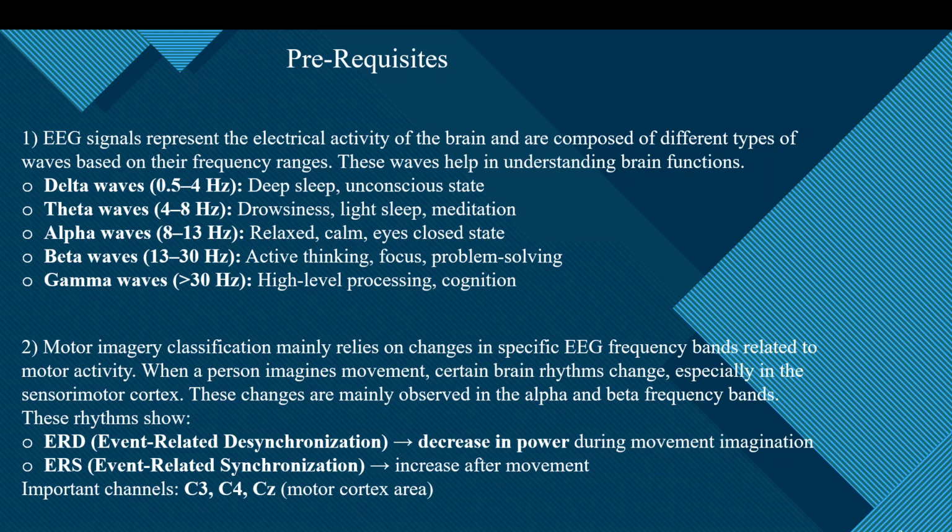As we can see, there is some event related desynchronization. That is, there is a decrease in power during movement imagination. After that, the power increases again. For that, the three channels which we'll be using are C3, C4, and CZ, which is like a ground channel.